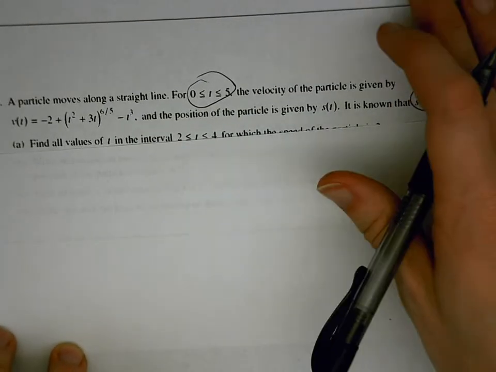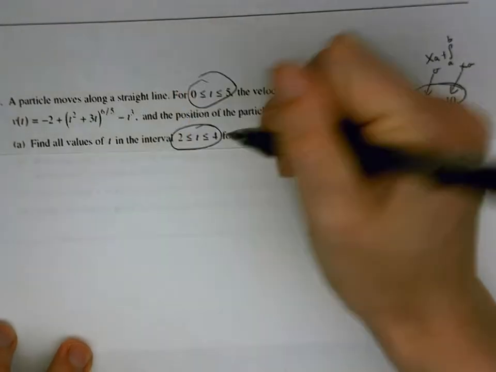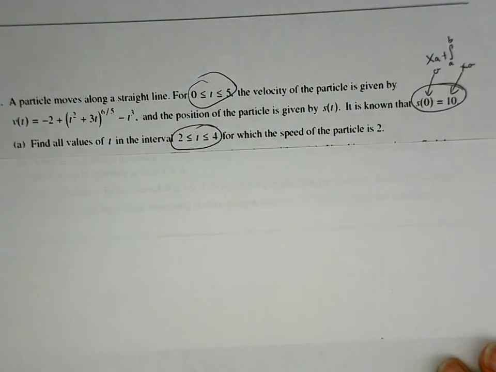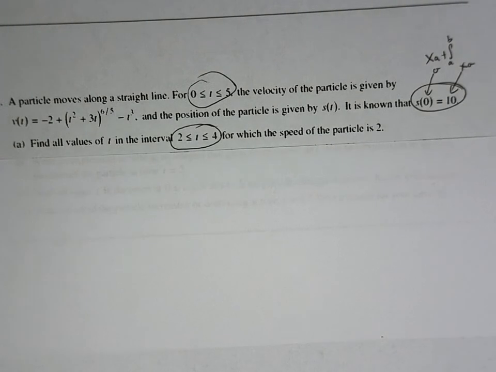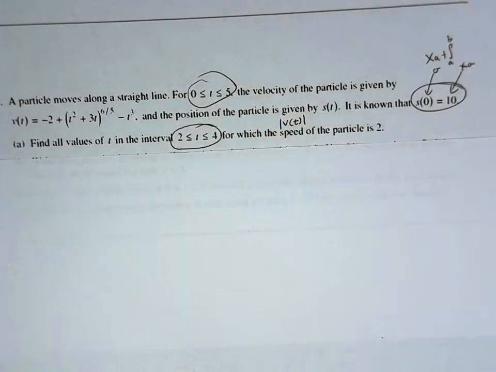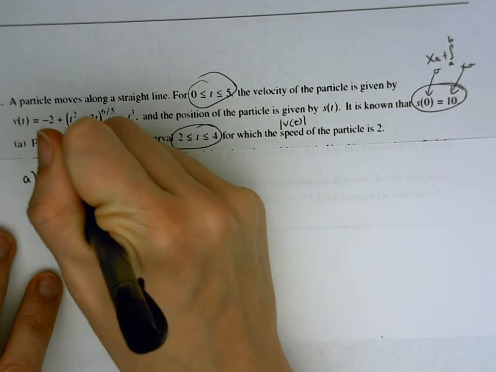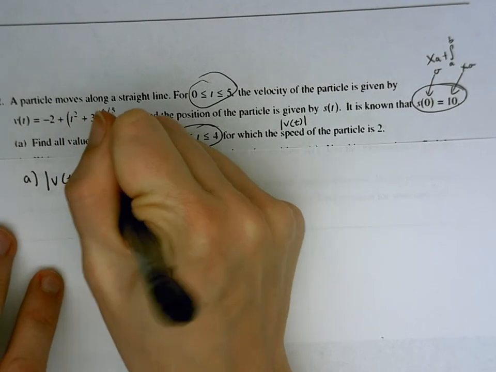Okay, and so part A says, find all values of t in the interval 2 to 4, so now I've got a different interval, for which the speed of the particle is 2. This one here was worth 2 points. The first point was for considering that speed has to equal 2. Well, remember, speed is the absolute value of velocity. And so your first point is for saying the absolute value of velocity, speed, is 2.